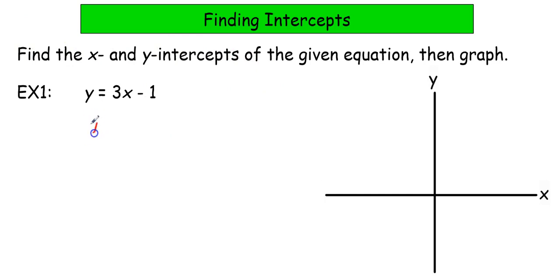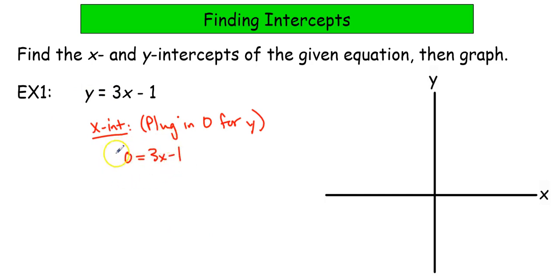So first thing, the x-intercept. The x-intercept is where it crosses the x-axis. What I want to do is plug in 0 for y. So wherever I see a y up here, I'm going to plug it in. So 0 equals 3x minus 1. And when I go through and solve it, it's going to tell me where this intercept is.